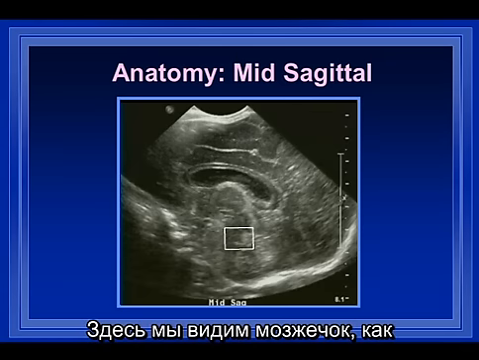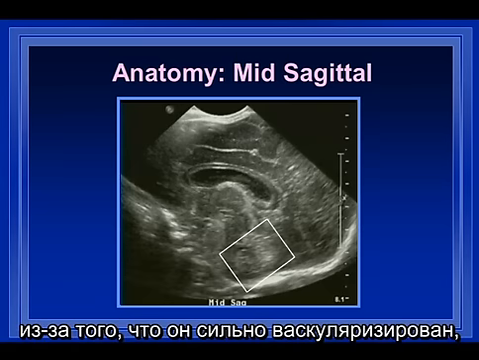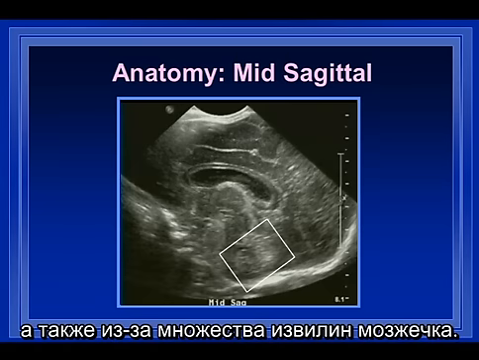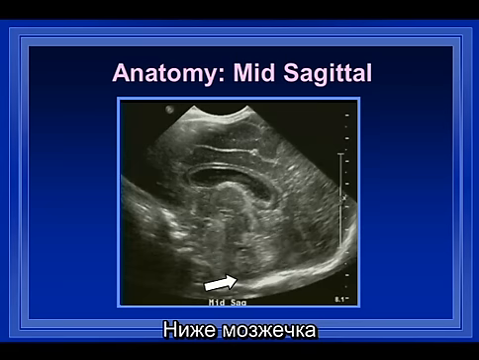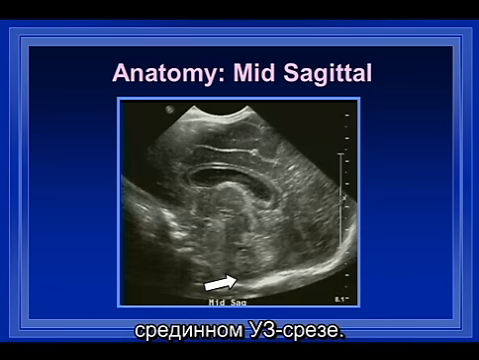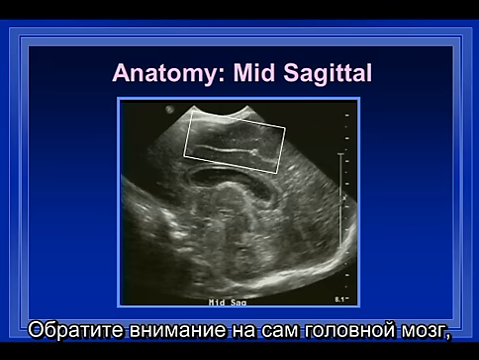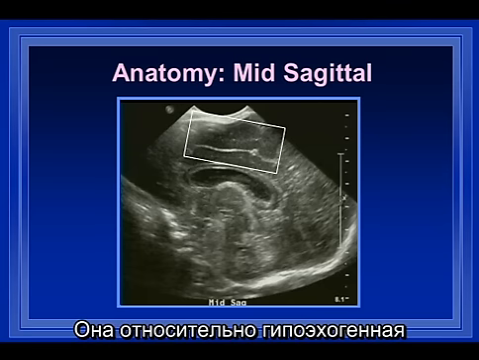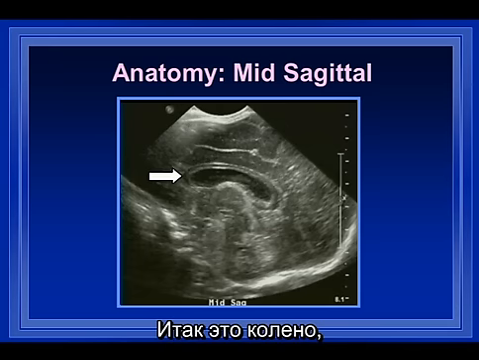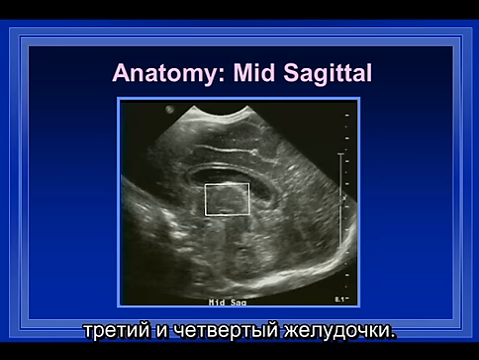of the 4th ventricle. We have the cerebellum, this very brightly echoic structure due to the fact that it's quite vascular and there are multiple convolutional markings. Below the cerebellum is the cisterna magna, and this should be looked for on every midline ultrasound view. And here we have some increased echogenicity in the region of the brainstem. Notice that the brain itself in terms of the parenchyma is a relatively hypoechoic structure. So here's the genu, the body, and the splenium of the corpus callosum, third and fourth ventricles.